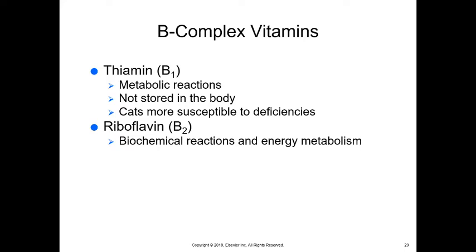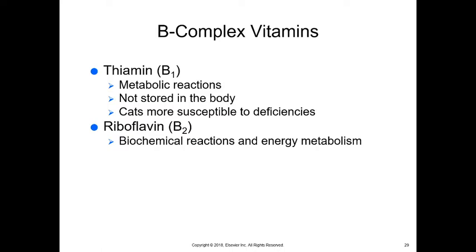B-complex vitamins, there are a lot of different B vitamins. Thiamine is B1, and it helps with metabolic reactions. It's not stored in the body, so we need to get it through diet or supplements. Cats are more susceptible to deficiencies, so we need to make sure it's in their nutrition.